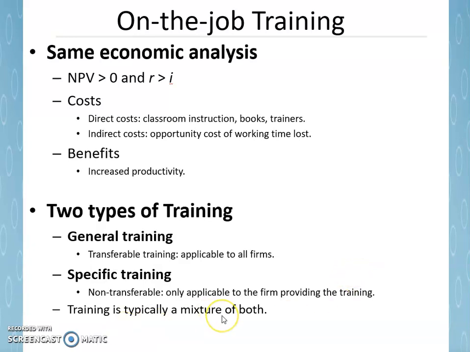Training is always a mixture of both. So it's a matter of magnitude. Customer service is very much general training and transferable, but there are elements that would be specific to the firm. And a particular cashier or cash register and computer system would be highly specific training. But once you've worked on one company's computer system, much of that might transfer over to other companies. So it's magnitude as opposed to one or the other.